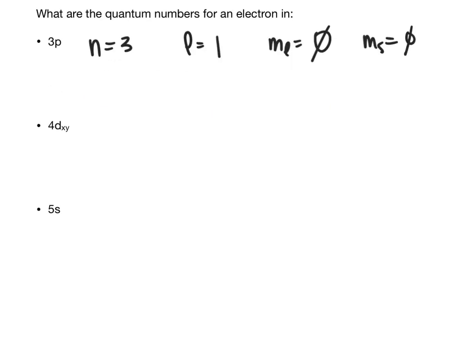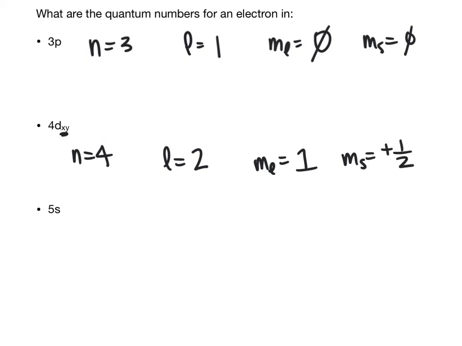So let's think about the 4dxy orbital. In this case, n equals 4, L equals 2. Because this designation right here tells us where it is, m sub L could be any of the allowed values. In my class, you just need to pick one. Today, I'm feeling quite positive, so I'm going to pick number 1. Now, m sub s could be either plus 1/2 or minus 1/2. You just get to pick one. So in this case, I'm going to pick plus 1/2.